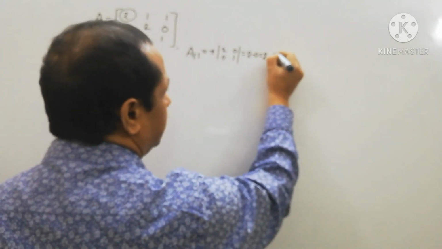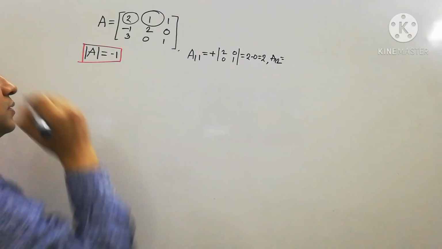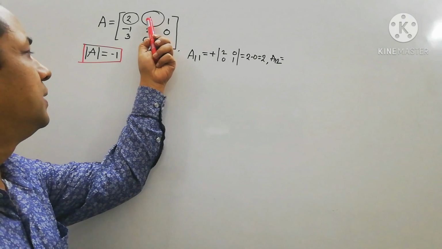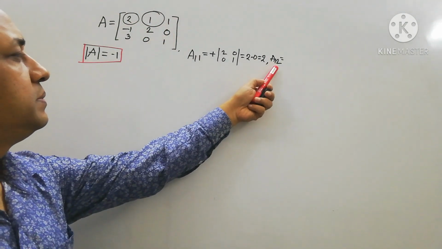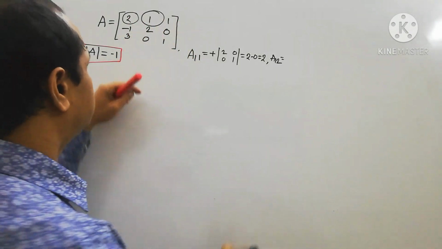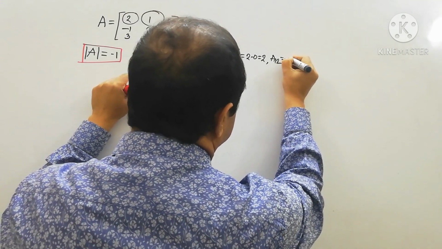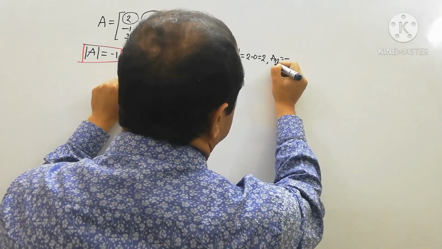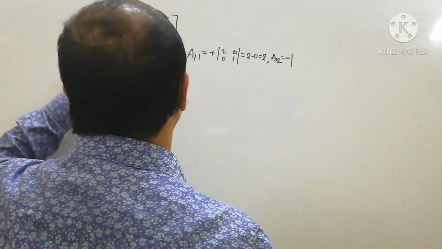Again A12, first row and second column. The position of the entry minus 1 is first row and second column. Here it is denoted by A12. So first row and second column are cancelled, and here the sign is negative, because 1 plus 2 is 3, so the cofactor is negative.